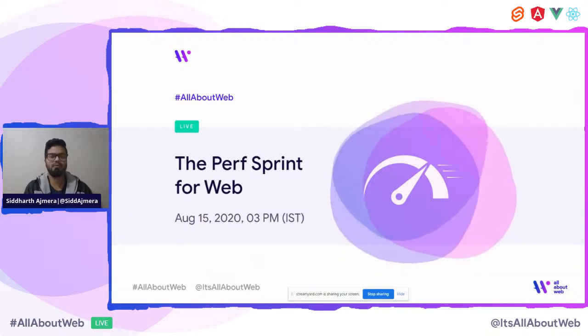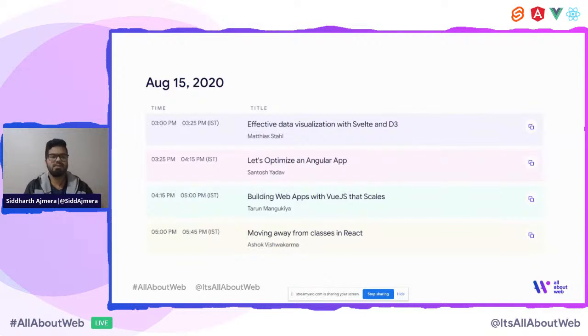The event is all about web performance. So we will be seeing a few sessions. This is going to be the whole agenda. We'll first start with our first session, about effective data visualization in D3 and how we can make it more performant and useful using Svelte. Then the second session is going to be conducted by Santosh Yadav, who's a Google developer expert in Angular, and he'll be talking about optimizing an Angular app.